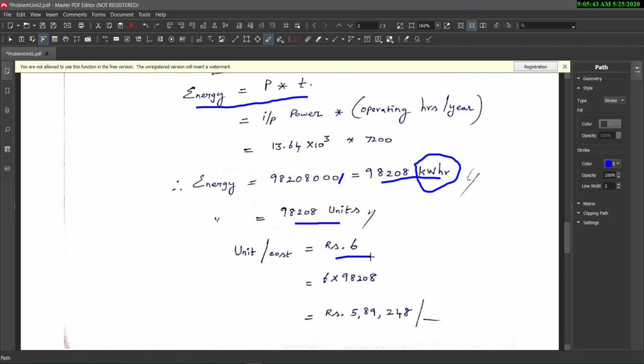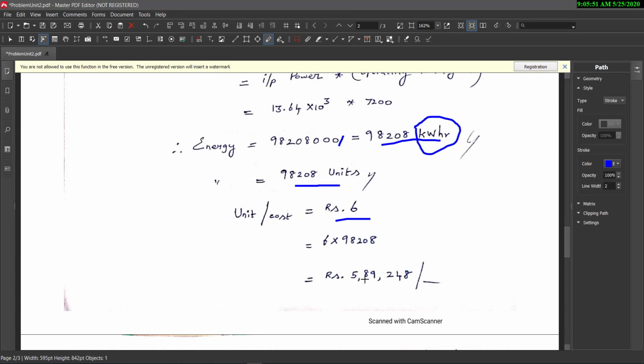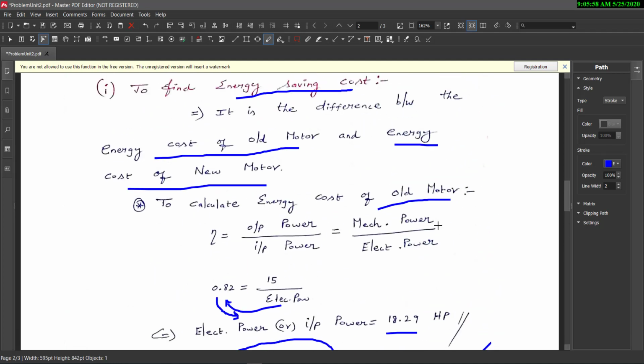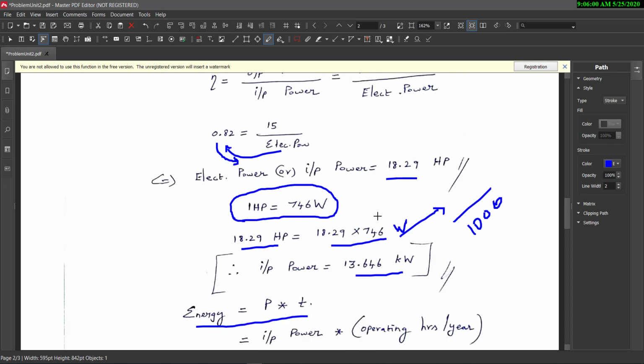Our objective is to find the cost. The cost per unit is given as 6 rupees. Therefore, for 98,208 units, 6 into 98,208 is equal to 5,89,248 rupees, which is the energy cost of the old motor. The energy cost of the old motor is found.